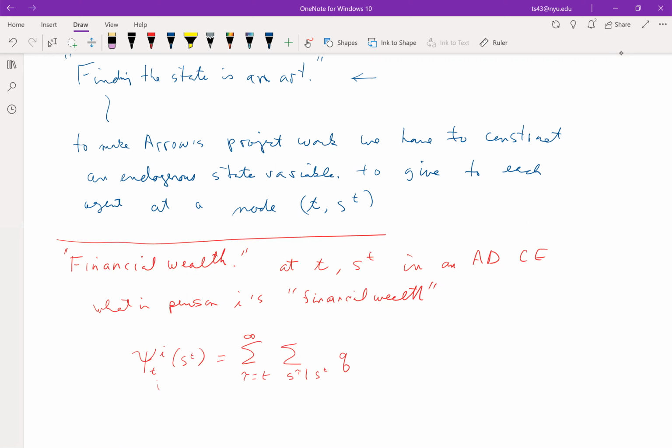I'm going to start today at date t, and these are my tomorrows. Those are my future possible histories. And now, this is going to be this object, which we computed in the original Arrow-Debreu competitive equilibrium.